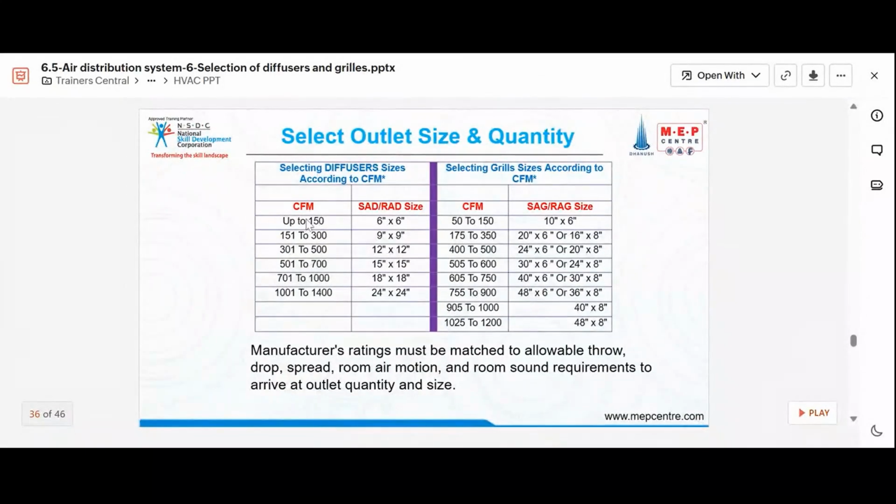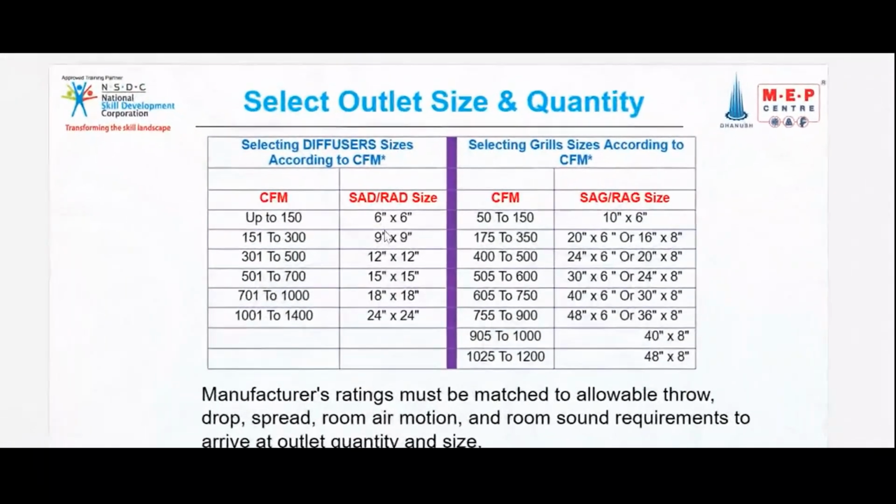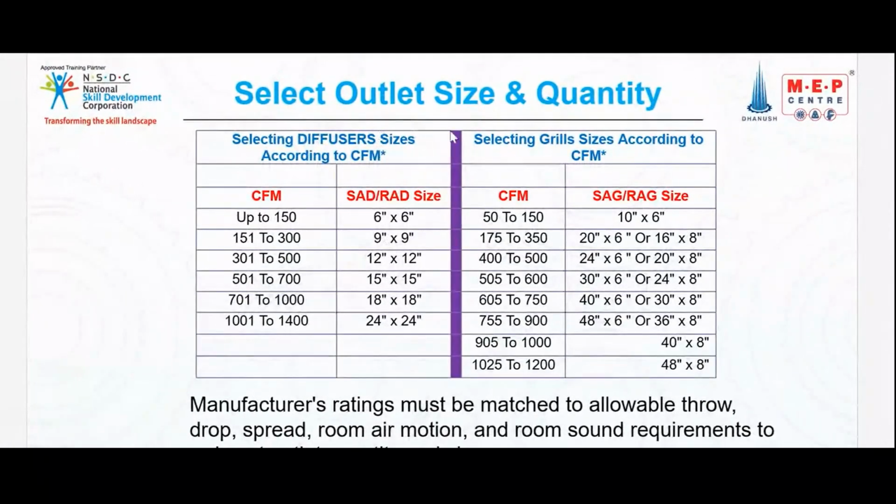Okay. Now what you need to do is you need to make a note of these values. Selection, outlet size, quantity. That means diffuser. This is diffuser size and this is grill sizing according to the CFM. So here 6 inch by 6 inch, this is a square, and round will be dia 6 inch. 9 inch by 9 inch and round will be dia 9 inch. Like that it will be there.